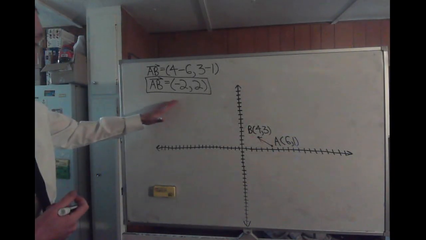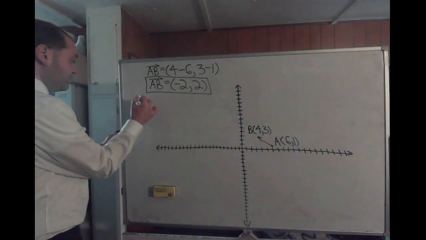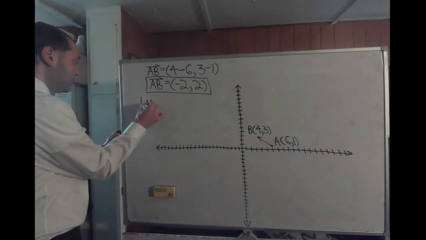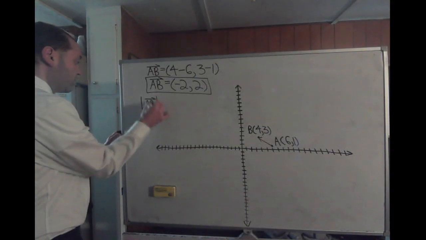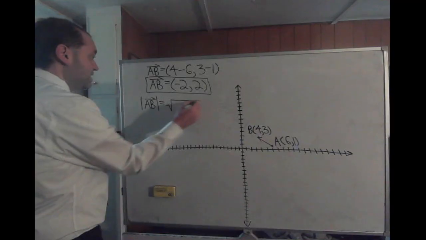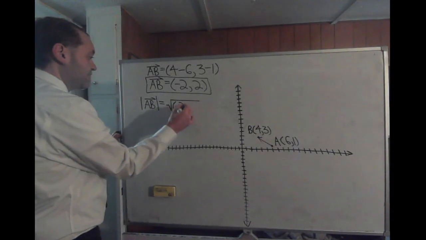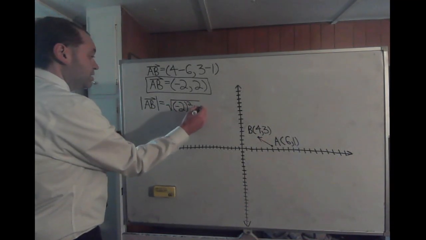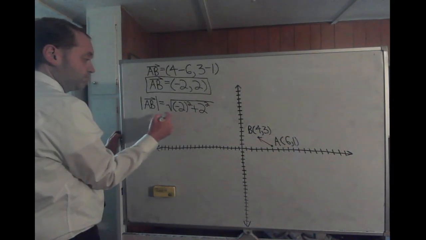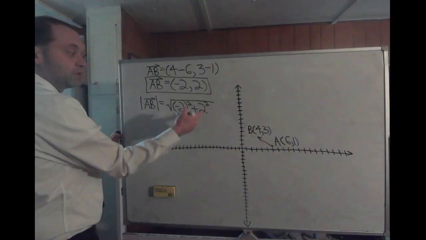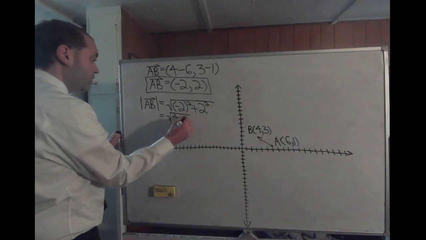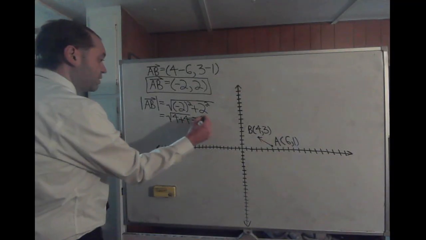Now that we found the vector itself, let's find the magnitude of the vector. So to find the magnitude, once again, we are going to take the square root of the x-coordinate of your vector to the second power plus the y-coordinate of your vector to the second power, which would give you the square root of -2 squared plus 2 squared, which would give you the square root of 4 plus 4, which we know is the square root of 8.